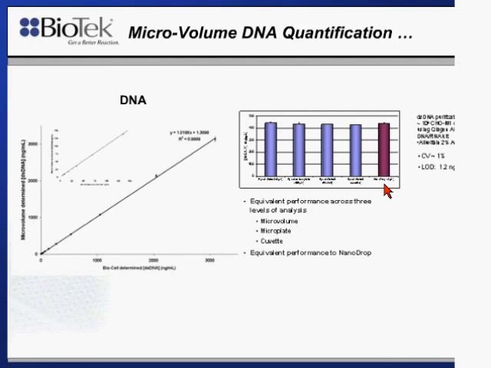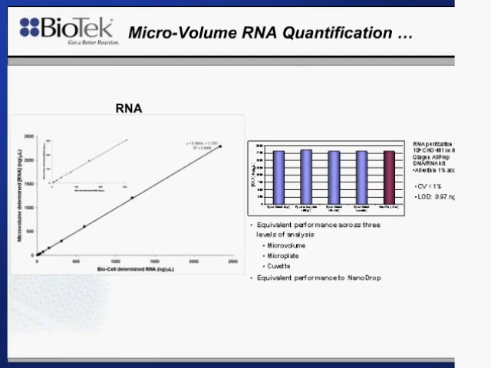Lastly, I'd like to show you a slide, essentially the same type of data, this time for RNA. Again, we can see equivalent performance, both in the straight line analysis, again near perfect correlation between 1 centimeter determined concentrations and microvolume, as well as, again, CVs below 1% and essentially equal performance across all of the vessel types tested, as well as the nanodrop.